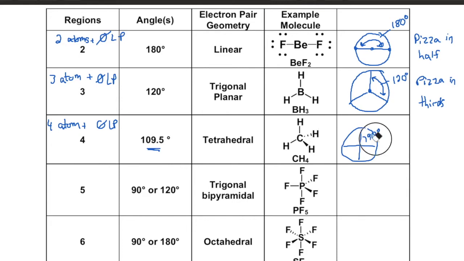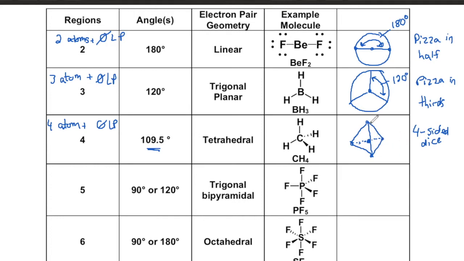So instead of a pizza cut in thirds, we have this tetrahedral shape. It's kind of like there is a carbon in the middle of a 4-sided dice, and the 4 corners of the 4-sided dice are all the hydrogen atoms.